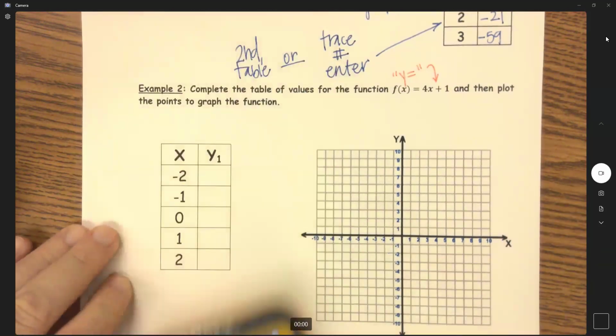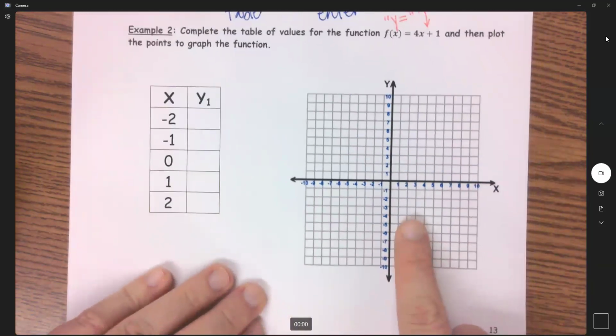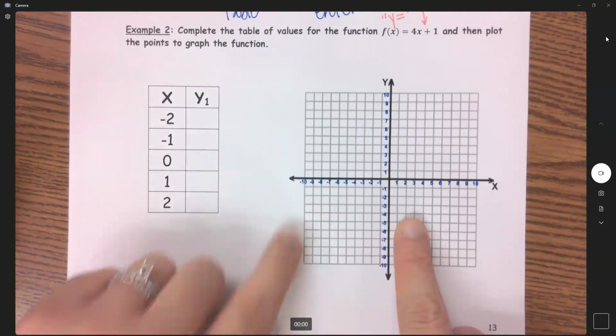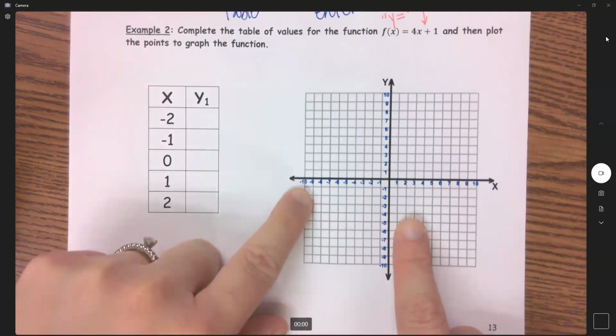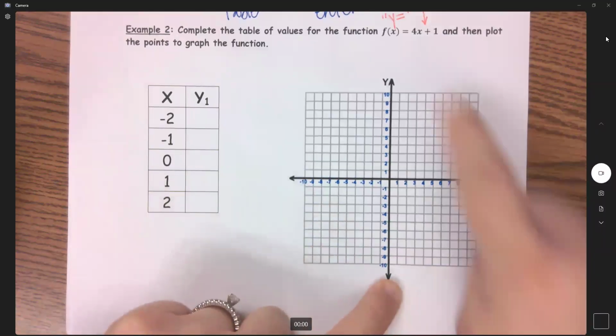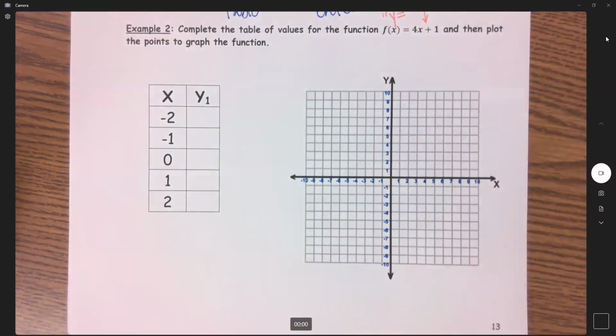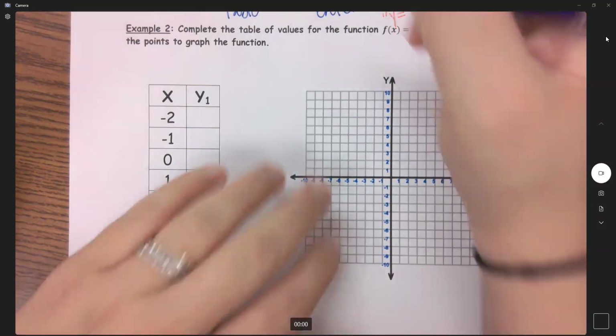Now, this one doesn't tell me what the window is like this first one did. But what I do have this time is a graph. If you notice, my x min and max is -10 to 10 with a scale of 1. My y min and max is -10 to 10 with a scale of 1. That's our standard viewing window.